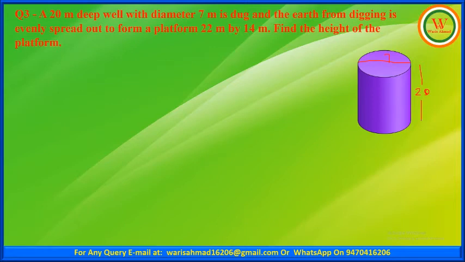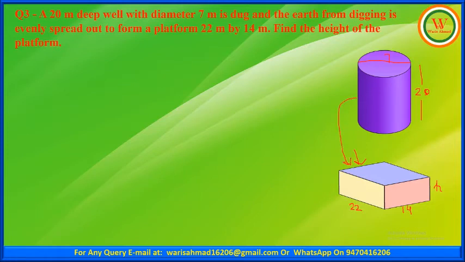Earth from digging is evenly spread out to form a platform 22 meter by 14 meter. So we will consider a platform with length 22 meter. Let us consider the length of this platform is equal to 22 meter while the breadth is given 14 meter. Find the height of this platform. So we can assume let the height of this platform is equal to h meter. According to the question, the earth taken out from this well is spread over this platform. So the volume of this earth taken out from the well will be equal to the volume of this platform.